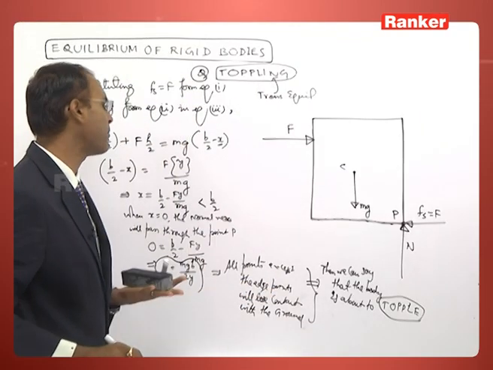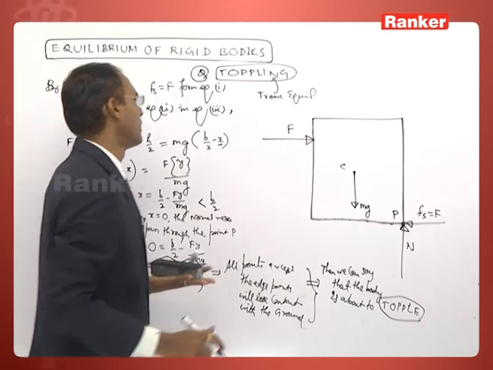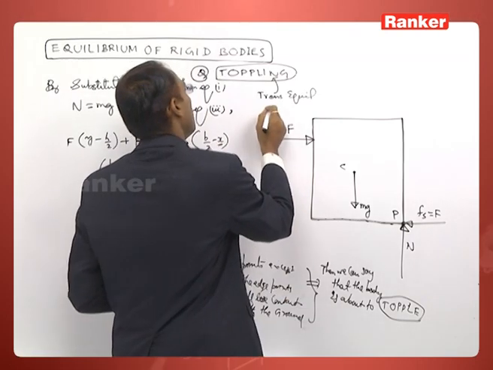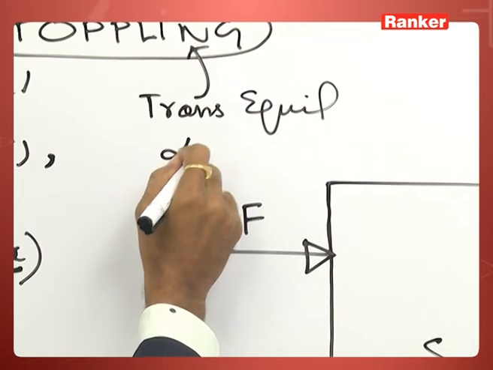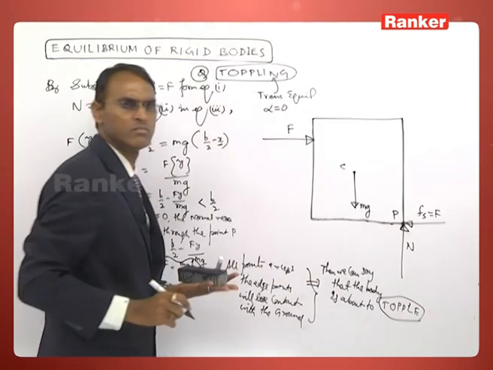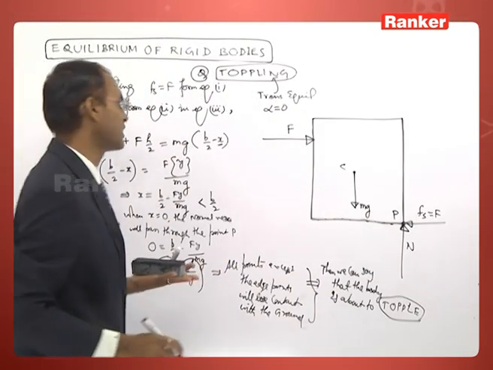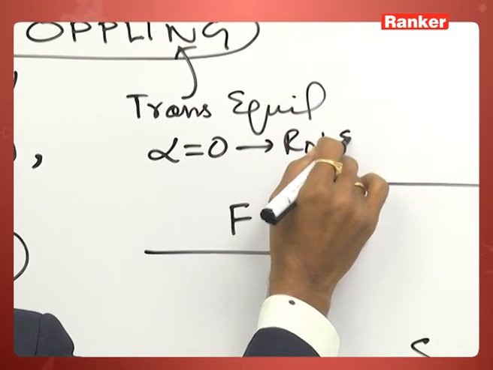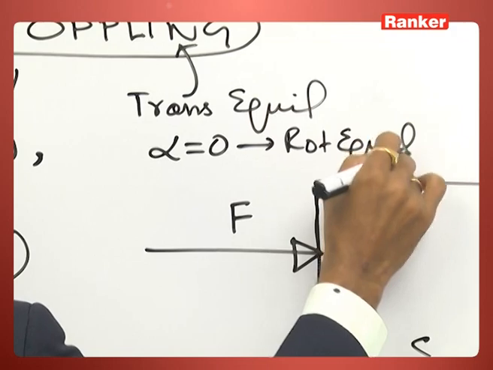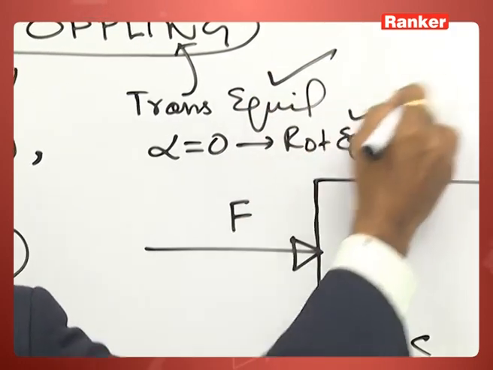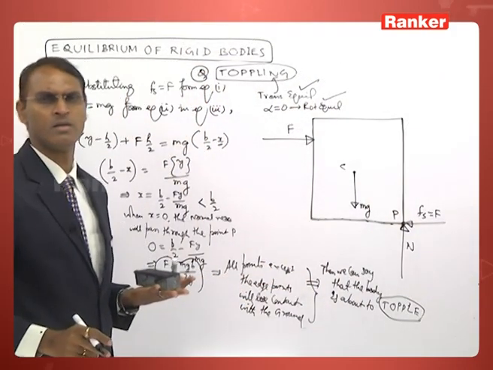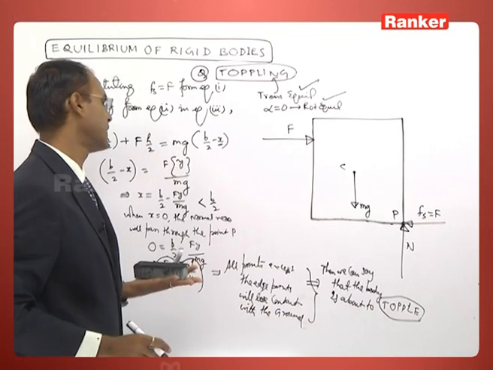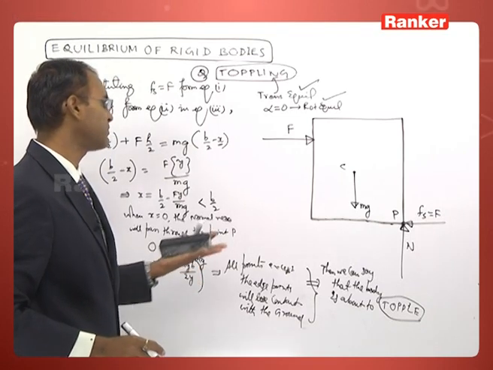For this particular example, since omega is 0, alpha is 0. So, it is a clear-cut case of rotational equilibrium. So, in toppling, both the equilibriums are attained in this particular case.